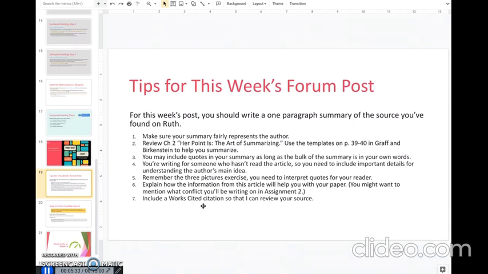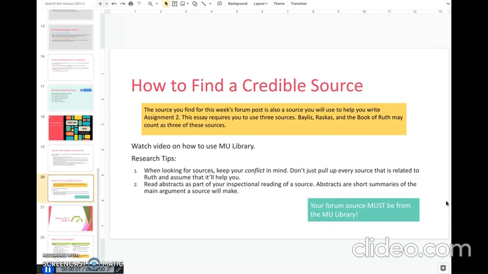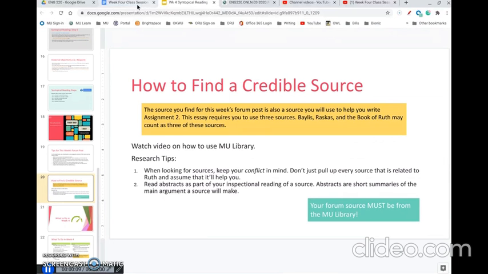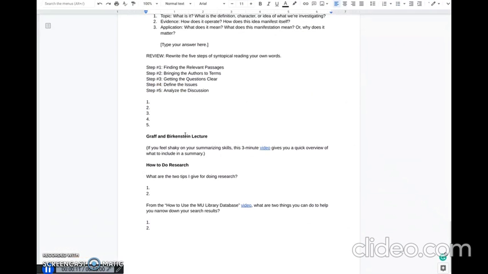Lastly, include a works cited citation in this forum post so that I can go and find your source and review it and make sure that it's correct. To help you with your research, I have a 4 to 5 minute instructional video on how to use the Multnomah Library, and you can find that video by going within the worksheet right under here, how to do research. This little video link right down here at the bottom will take you to the video.